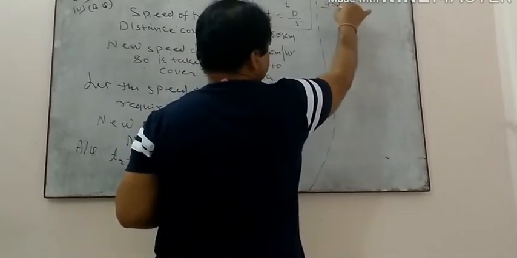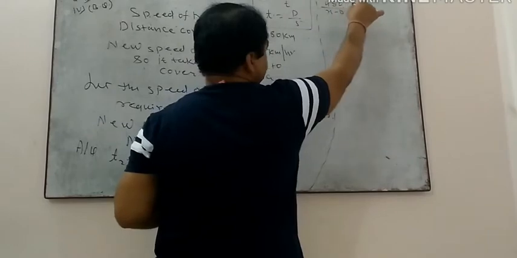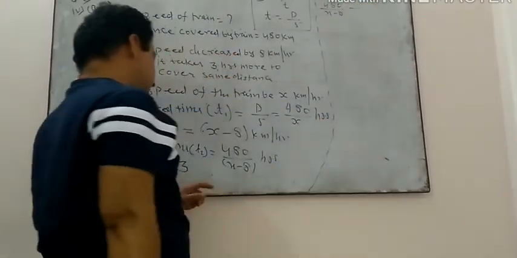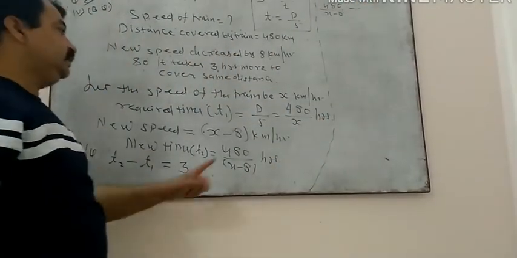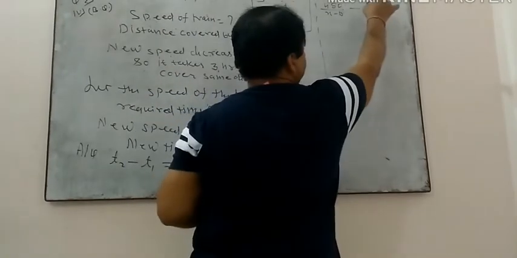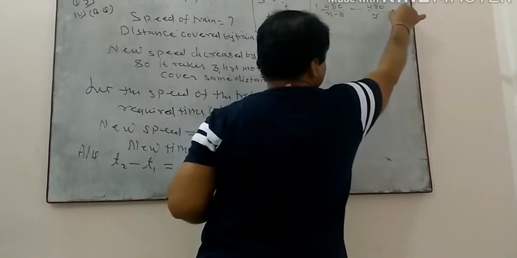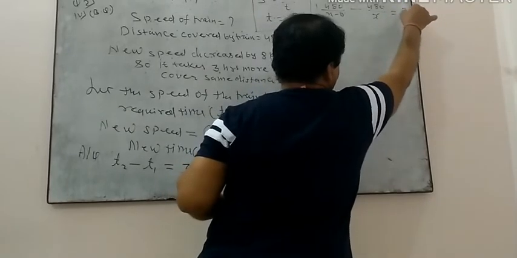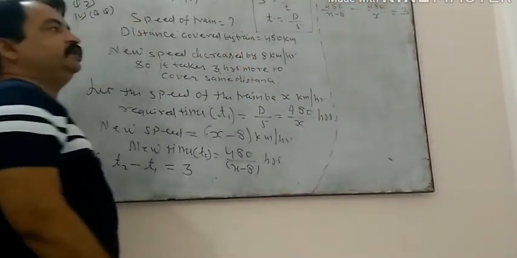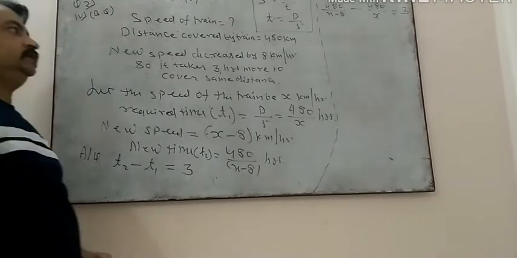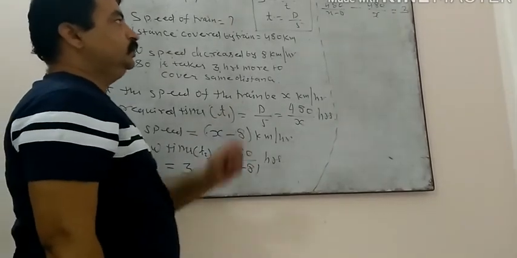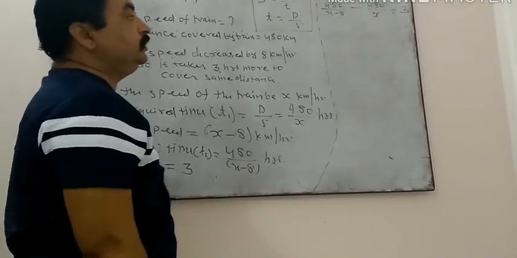480 upon x minus 8 minus T1. What is the T1 here? 480 upon x. What is the T1 here, children? 480 upon x equal to 3. Right? Both time differences for the 3 hours. Right? Now you solve this. How would you solve it?